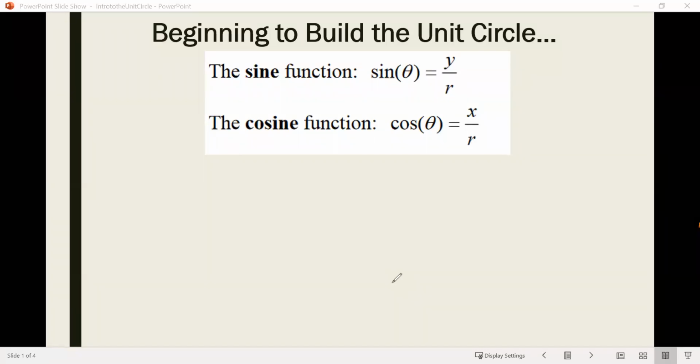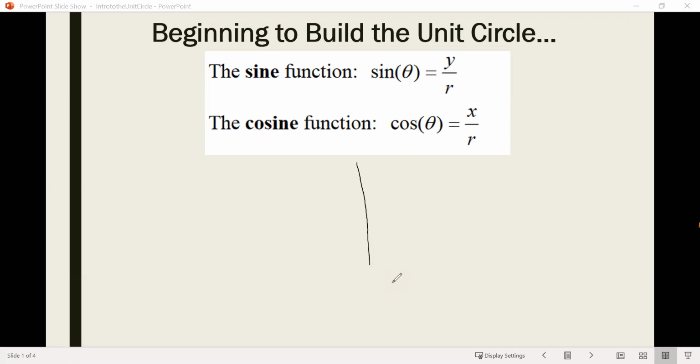So we defined our sine function of a particular angle theta as the ratio of y over r, where y is the y coordinate of the point where the terminal side of the angle intersects the circle, and r is the radius of the circle. And the cosine of the angle is the ratio of x over r, where x is the x coordinate of where the terminal side meets the circle, and r again is the radius.